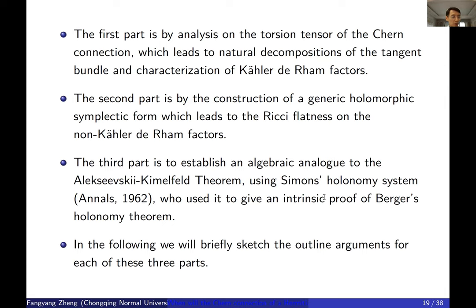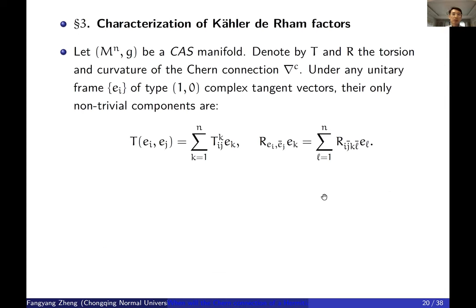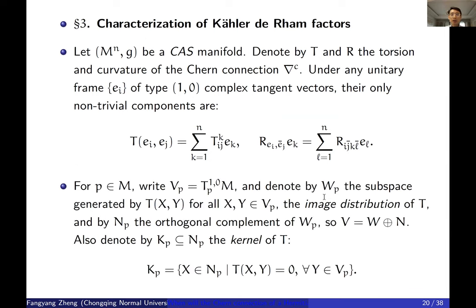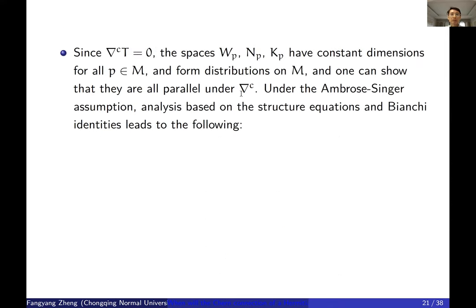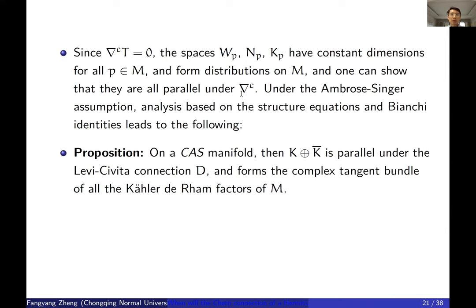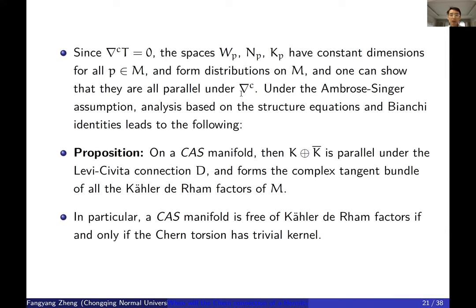So first of all, let me briefly outline the three parts. This part, because it's relatively straightforward, I will just skip it. Basically, you take the kernel of the Chern torsion. We denote it as T, right? Here, e_i is a unitary frame. Then you take the kernel, and it will naturally give you this splitting, right? So that part is not difficult at all. In a way, it's straightforward.